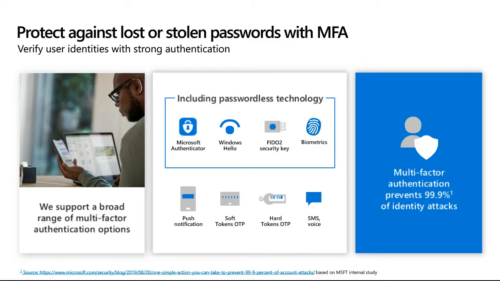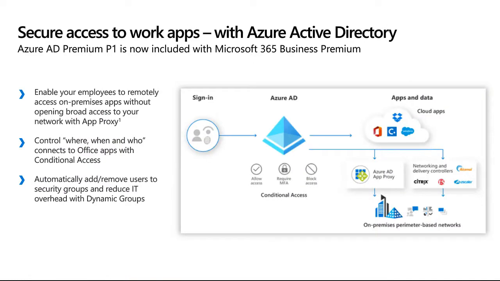In a distributed work environment, providing the right people the right access becomes critical. With Azure AD conditional access, you can control where, when, and who connects to Office apps. For example, you could create a policy that blocks access when someone attempts to log in from a country in which you don't do business.